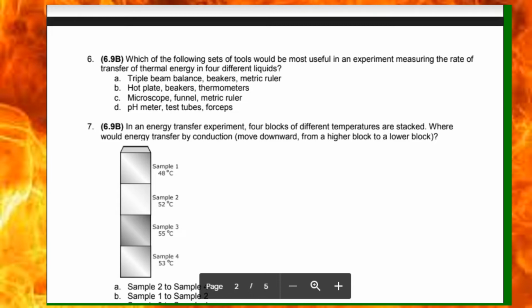Number 6, 6.9b. Which of the following sets of tools would be most useful in an experiment measuring the rate of transfer of thermal energy in 4 different liquids? A, triple beam balance, beakers, metric ruler. B, hot plate, beakers, thermometers. C, microscope, funnel, metric ruler. D, pH meter, test tube, forceps.